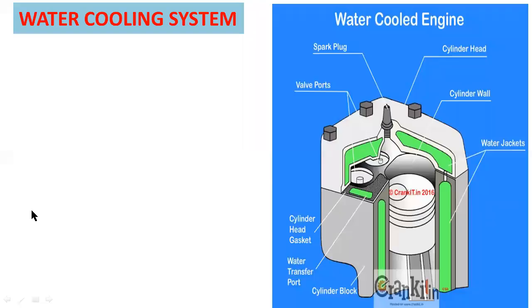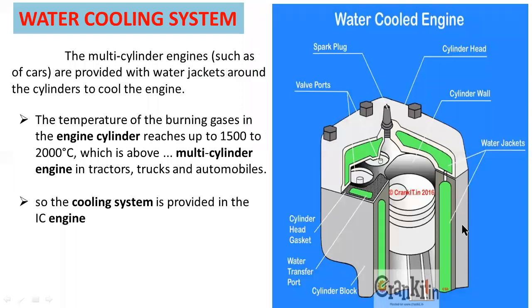Now it is a water cooling system. This diagram shows a water cooling system. This water cooling system is used for multi-cylinder engines. The multi-cylinder engines such as buses, cars, lorries are provided with water jackets. These are water jackets around the cylinders to cool the engine.